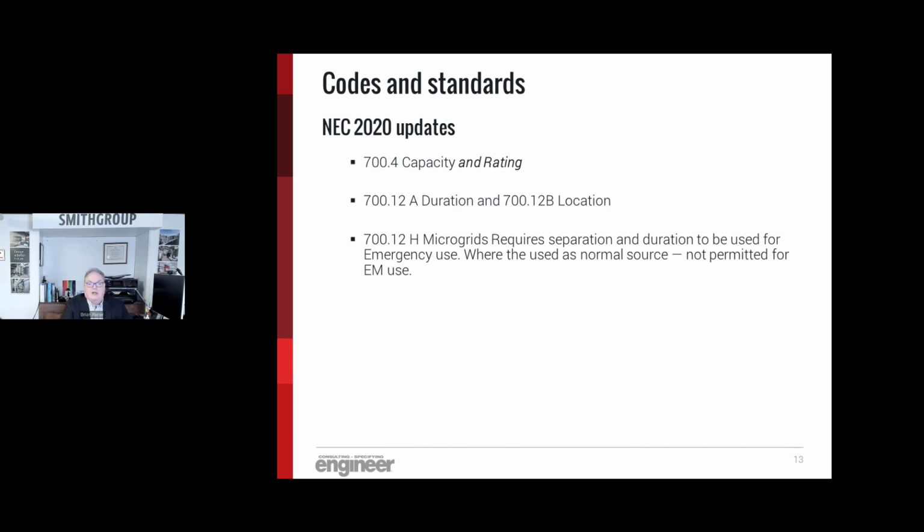And lastly, there's been a lot of discussion lately about microgrids. 700.12 talks about microgrids and the fact that you cannot use your microgrid as your emergency source if it is the primary source of power. However, in most applications, microgrids provide supplementary power to a campus or a building and not the normal source of power, in which case those microgrids can be used as an emergency source when they're not the normal source. And at this point, Amara would like to take a survey.